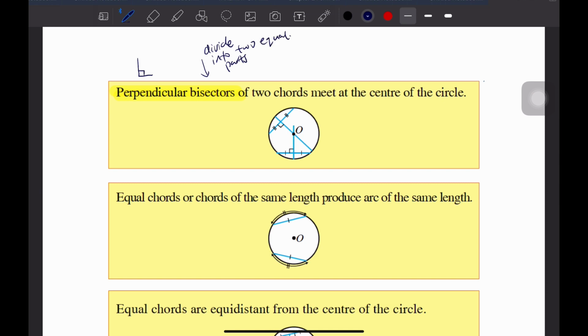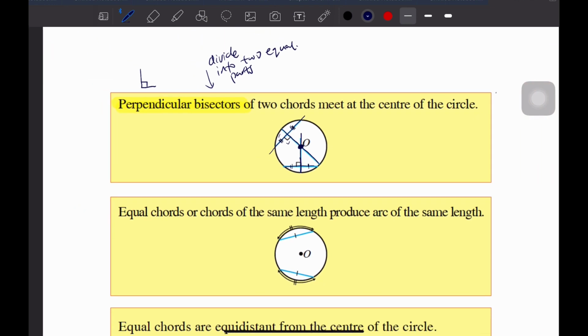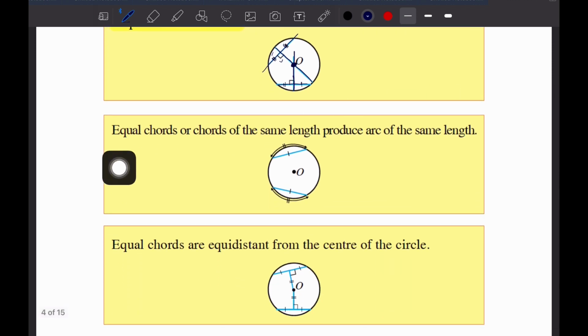So for example, you have a bisector over here, perpendicular bisector: 90 degrees, two equal parts. And then you also have over here a bisector, 90 degrees and two equal parts. So when you extend this line and you extend this line, look, they intersect in the center. Okay, next.